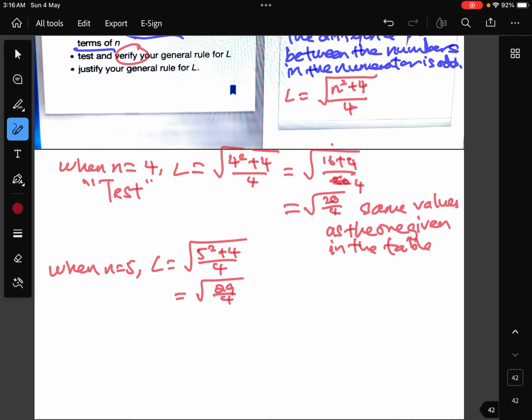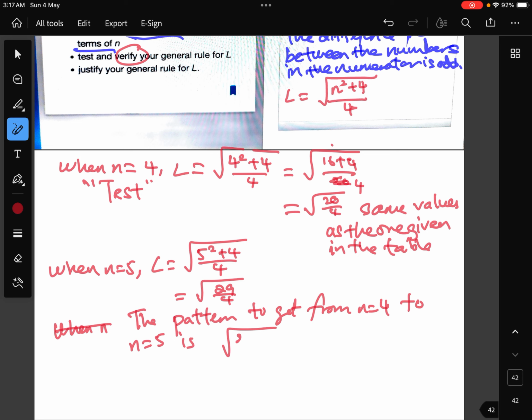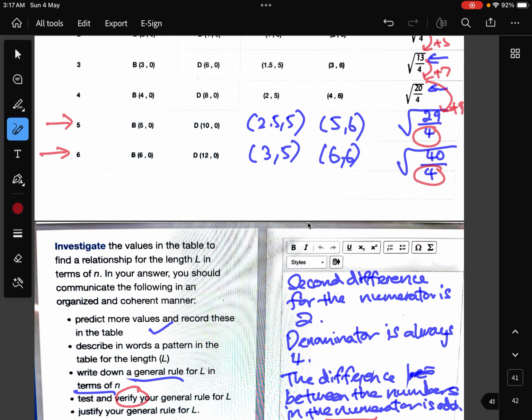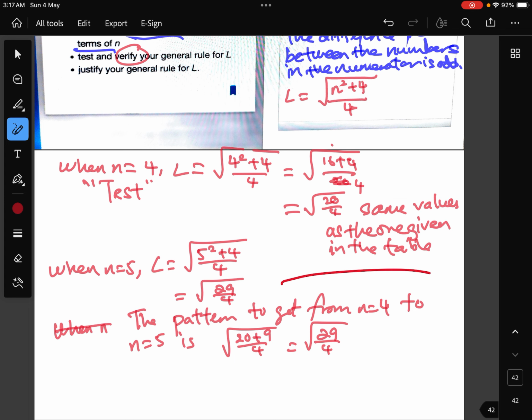Okay, so again, if you want to make the verification process better, all you could say is that the pattern to get from n equal to 4 to n equal to 5 is basically just taking 20 plus, we just talked about this, plus 9, that gives me 4 here, so that should give me 29 over 4. So these two values should somewhat look the same if you want to verify it.